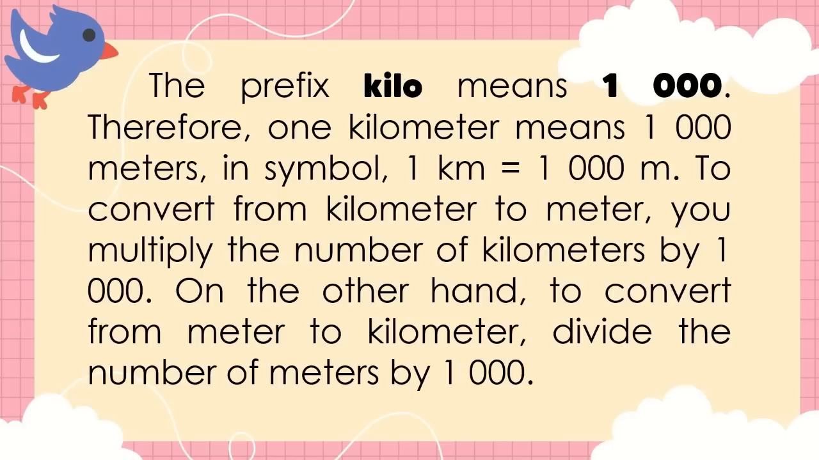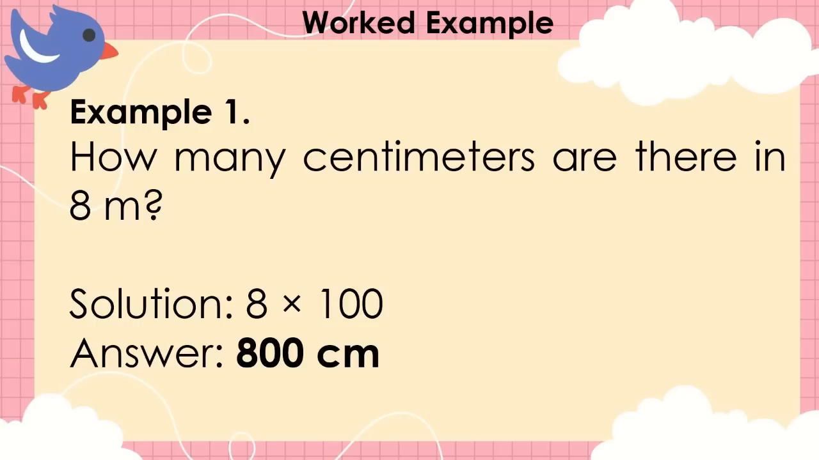The prefix kilo means 1,000. Therefore, 1 kilometer means 1,000 meters. In symbol, 1 km equals 1,000 m. To convert from kilometer to meter, you multiply the number of kilometers by 1,000. On the other hand, to convert from meter to kilometer, divide the number of meters by 1,000. Here are the worked examples.